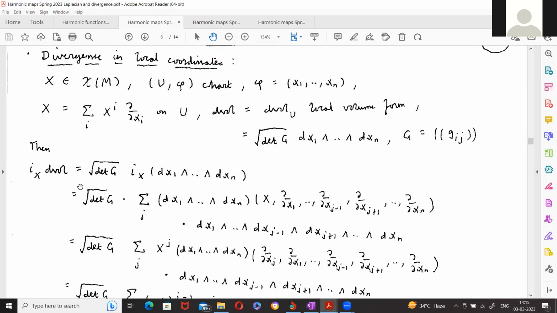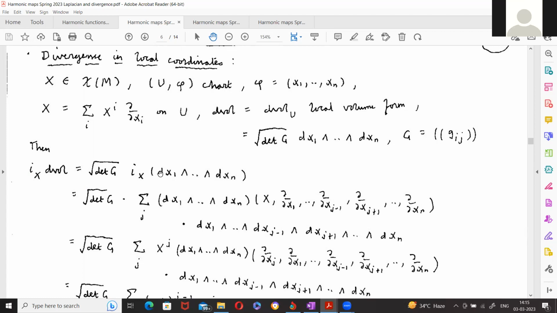So Ix dvol will be what? dvol is square root determinant g into dx1 wedge dxn. So Ix dvol will be square root determinant g into Ix of dx1 wedge dxn. Now, this is an n-1 form, right?